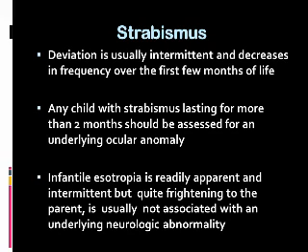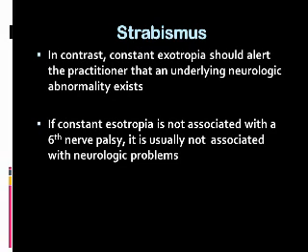Infantile esotropia is readily apparent and intermittent, but quite frightening to the parent. It is usually not associated with any underlying neurologic abnormality. In contrast, constant exotropia should alert the practitioner that an underlying neurologic abnormality exists. And if constant esotropia is not associated with a 6th nerve palsy, it is usually not associated with neurologic problems.